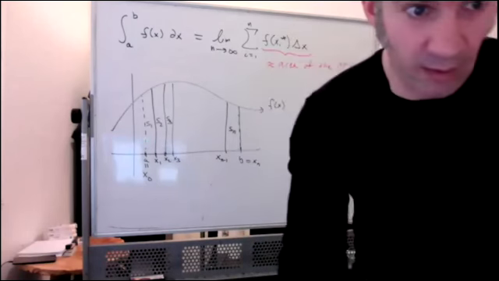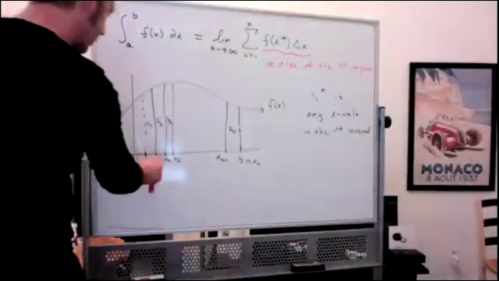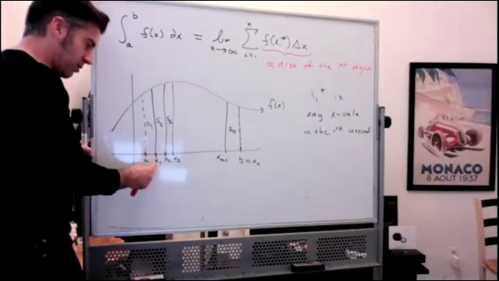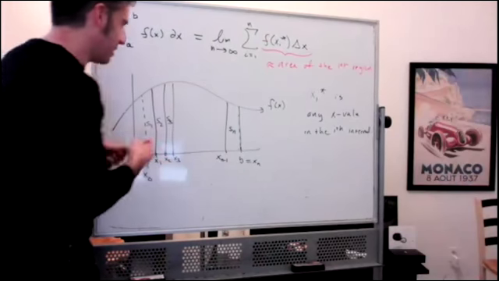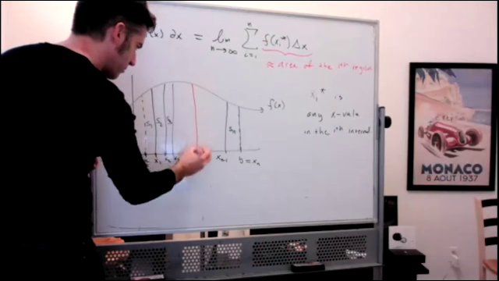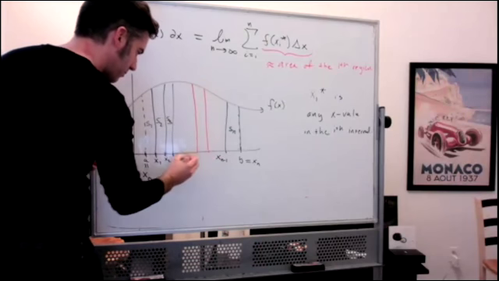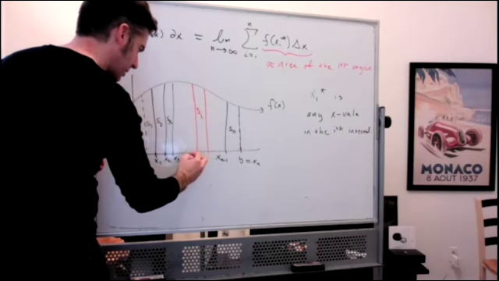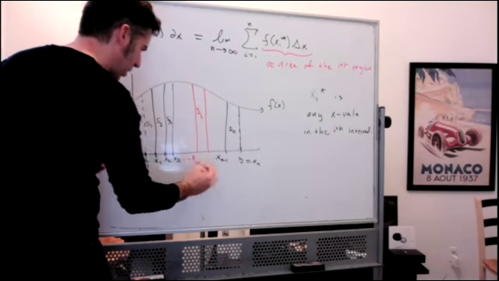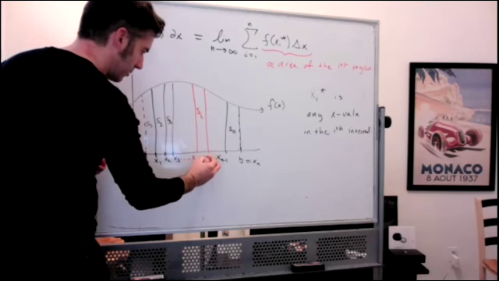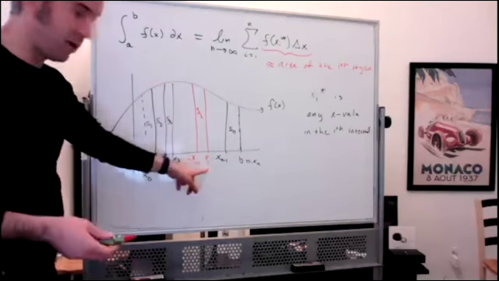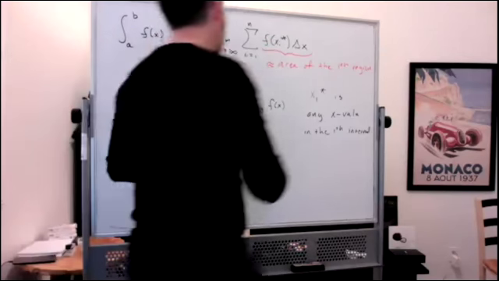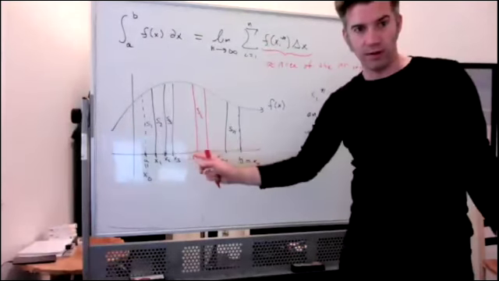So let me draw that one for you. The first interval has x sub 0 on the left, x sub 1 on the right. The second one has x sub 1 on the left, x sub 2 on the right. The ith one has x sub i minus 1 on the left and x sub i on the right. Or I should say the right endpoint is x sub i, the left endpoint is x sub i minus 1. And so x_i star can be any point in there.